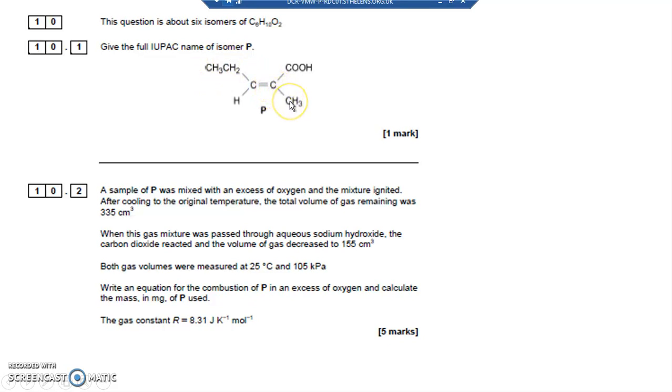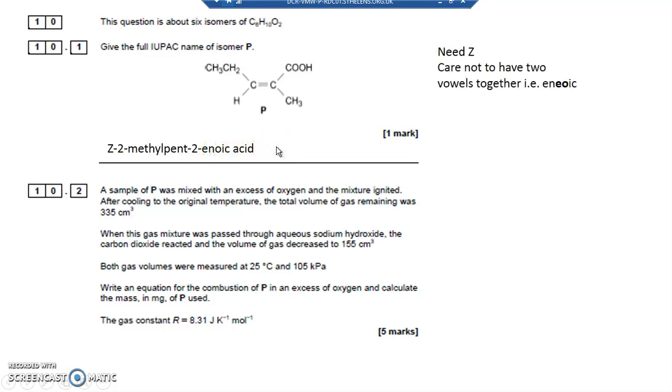To the right, I've got a carbon, atomic number 6, and a carbon, atomic number 6, both ways. So I carry on down the chain. Hydrogen with an atomic number 1. After the carbon, I've got an O with an atomic number 8. So this one takes priority, so it's Z. So my answer is Z-2-methylpent-2-enoic acid. This is carbon number 1 on the carboxylic acid group, and the methyl's on carbon number 2. I've dropped the E after the ene so that I don't end up with 2 vowels together, an E and an O, for the enoic acid.